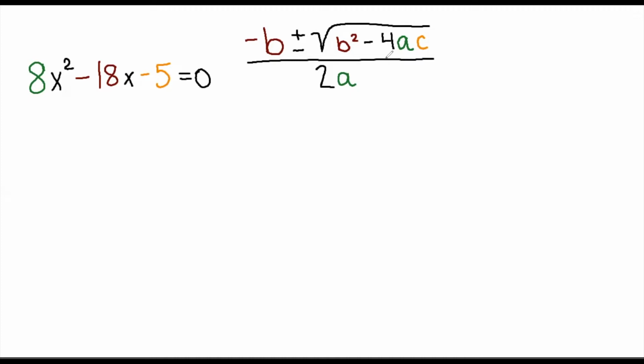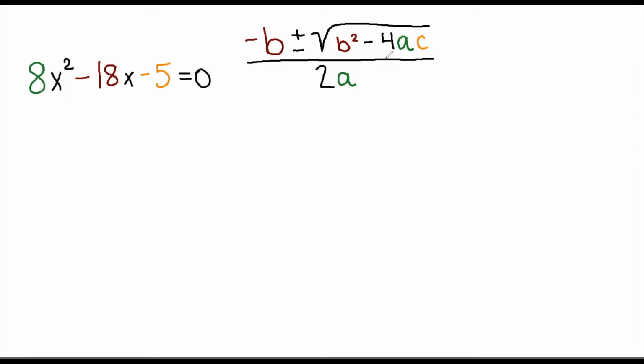One thing to always remember is that you want to make sure your equation is set to 0. So if instead we were given 8x squared minus 18x equals 5, we want to make sure that we move that 5 to the other side of the equal sign and set it to 0. That way everything is in its correct spot and we'll know that we are doing everything correctly.